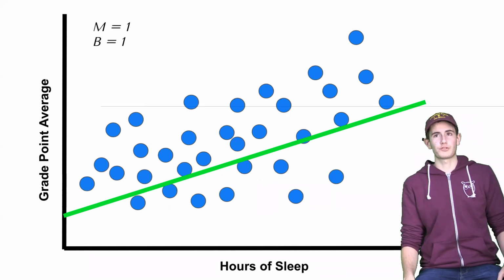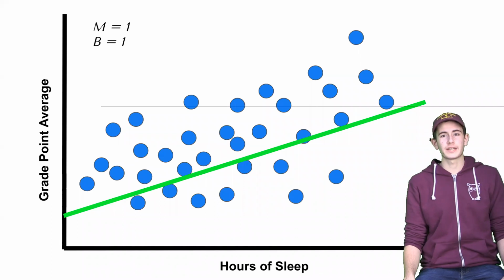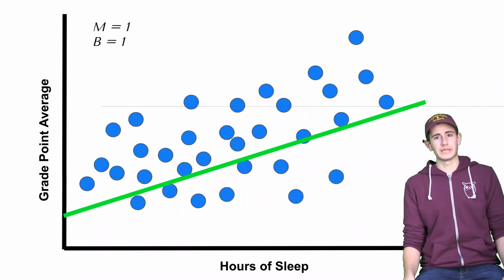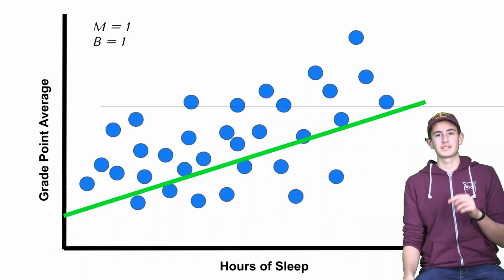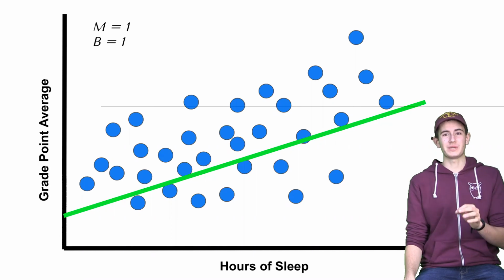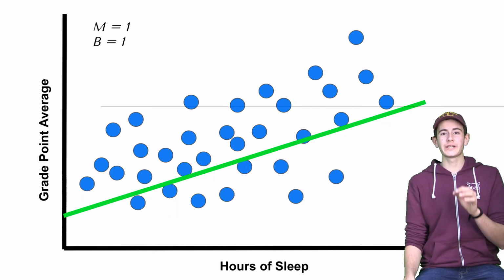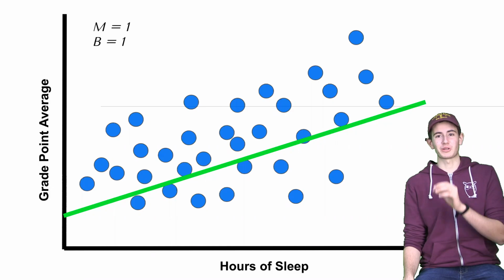So now this begs the question, how do we find values of m and b? Make sure to go to the next video to find out how we can find the right values of m and b for our linear model in this linear regression problem.